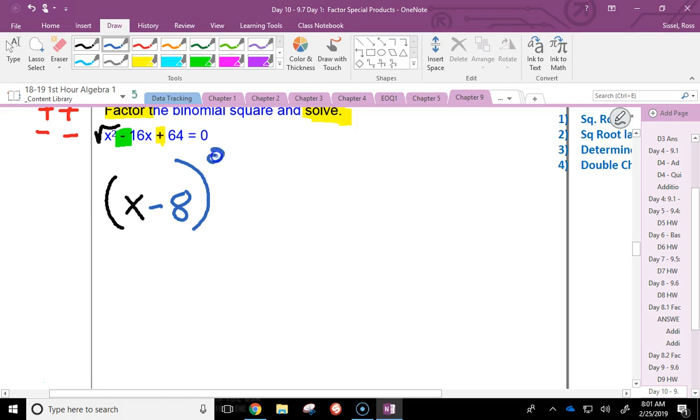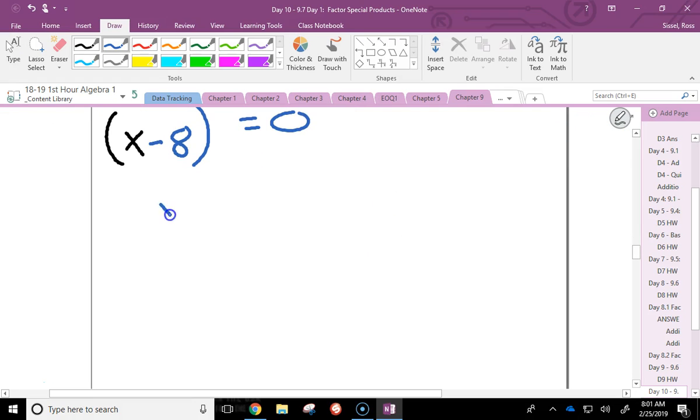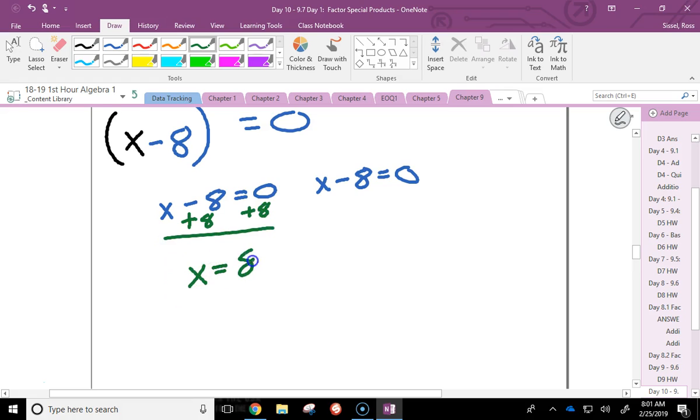So then we have this and it's squared, and remember this whole thing equals 0. The nice thing about having a binomial square is I'm only going to have one answer. Because squared, I have x minus 8 equals 0, and x minus 8 equals 0. That's the same one, so I really only have to do it once. And we solve by adding 8. My answer is x equals 8.